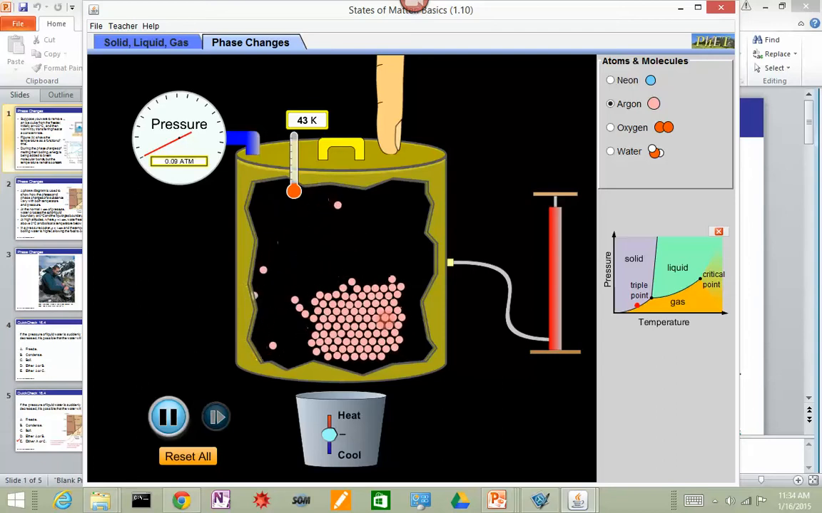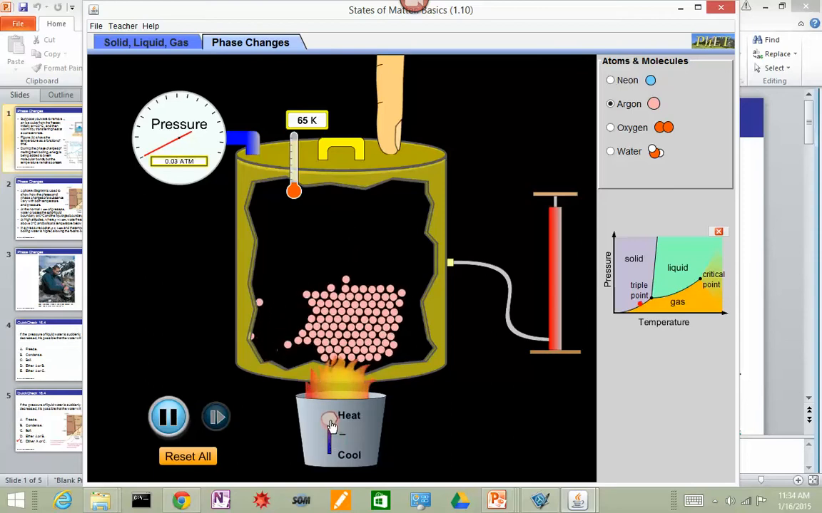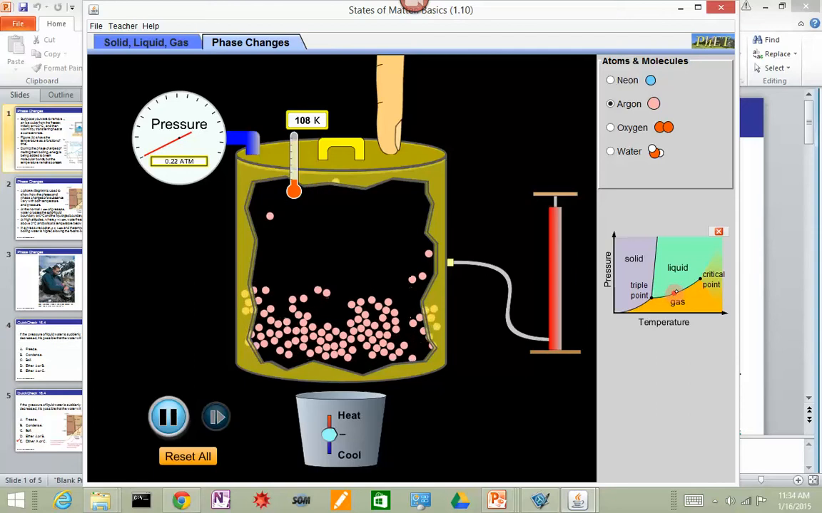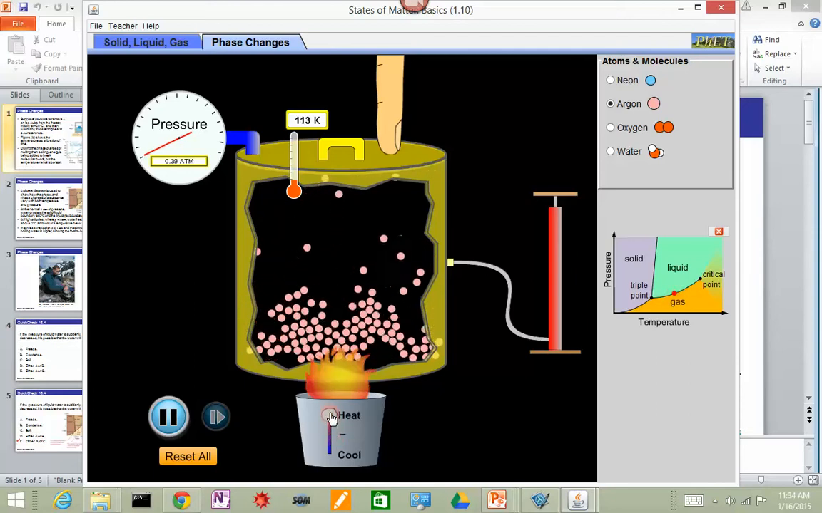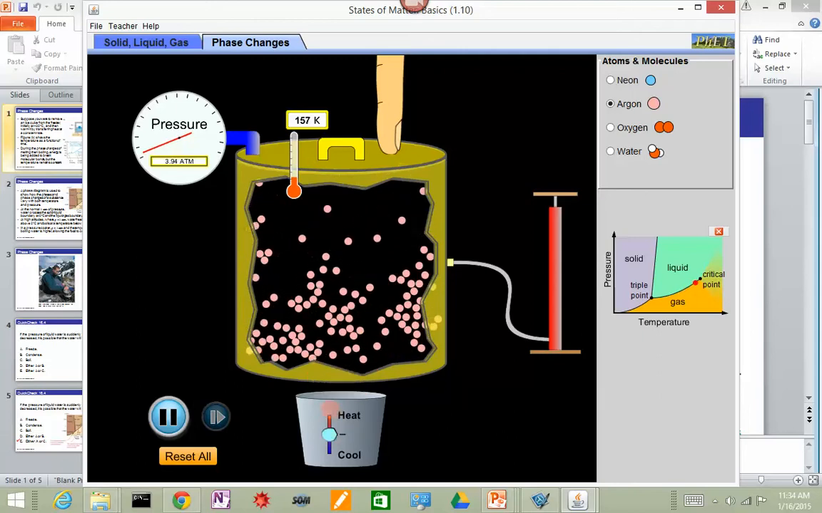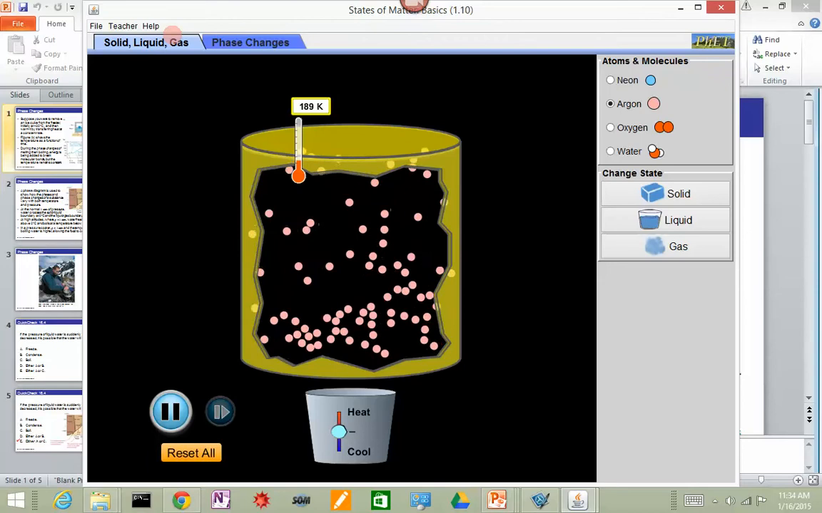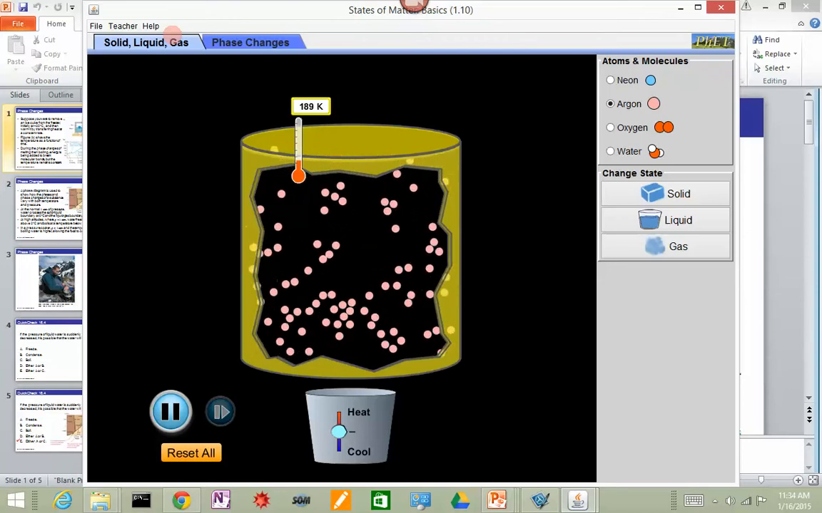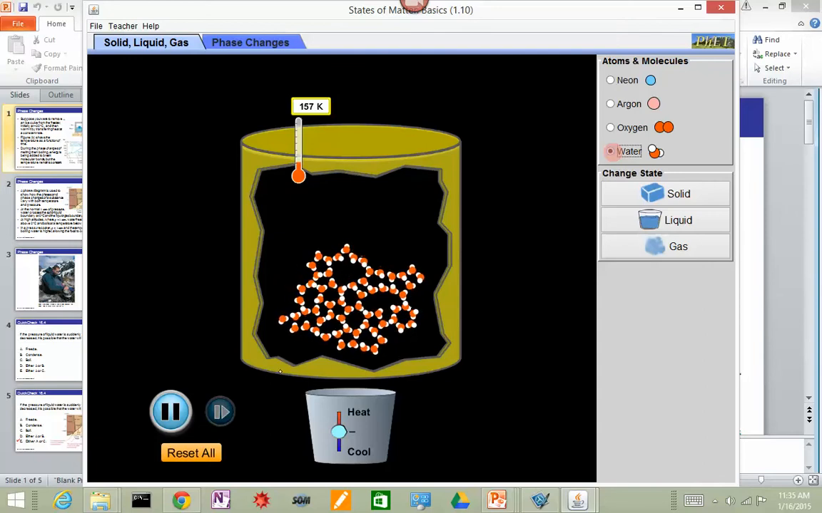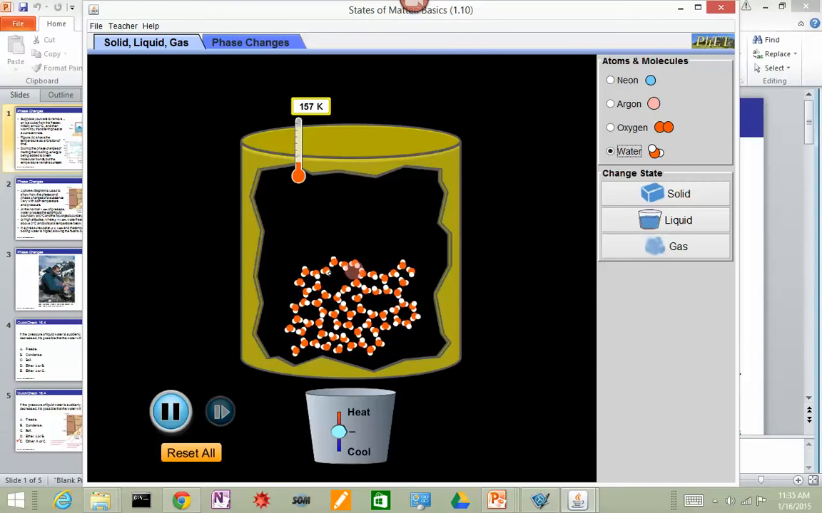So now let's heat it up and see what happens. As we heat it up, the temperature is increasing, increasing, increasing, and now I am right here, and I have a liquid. If I keep heating up, then eventually I'm going to have a gas. Let me show you now for water the difference between one and the other. This is water in the solid state.